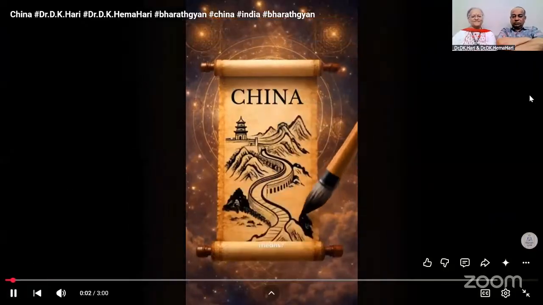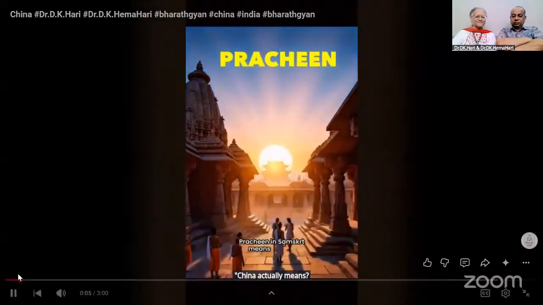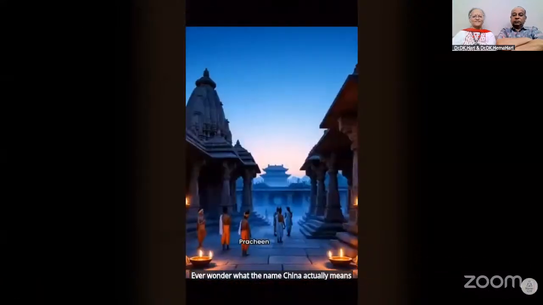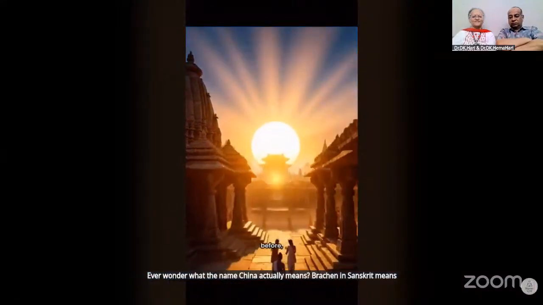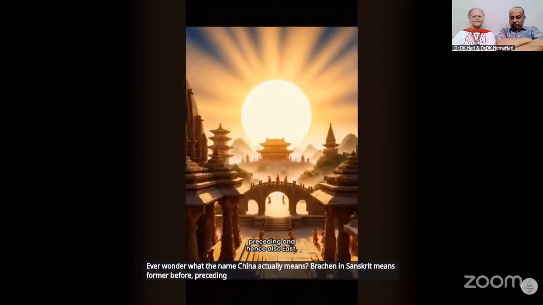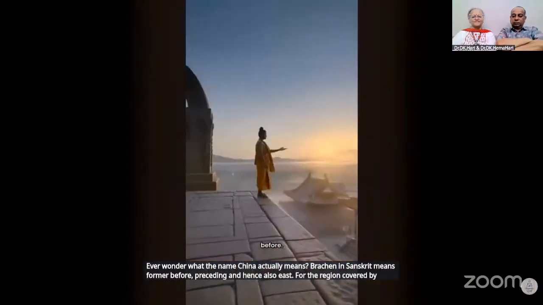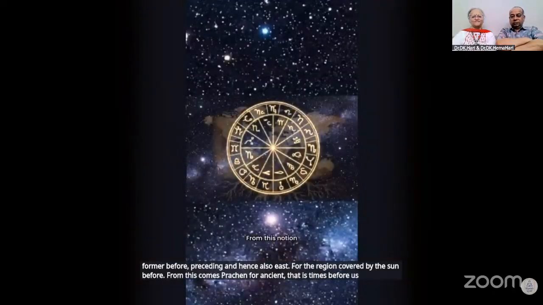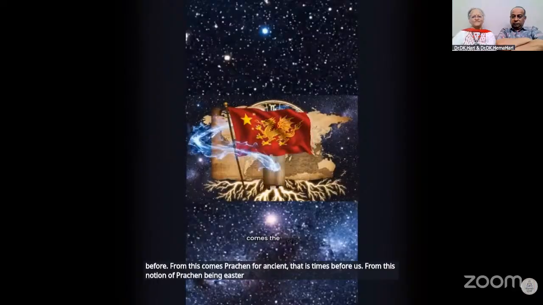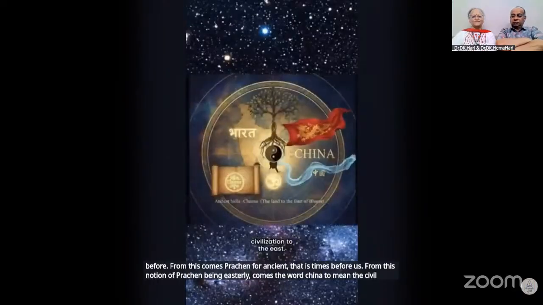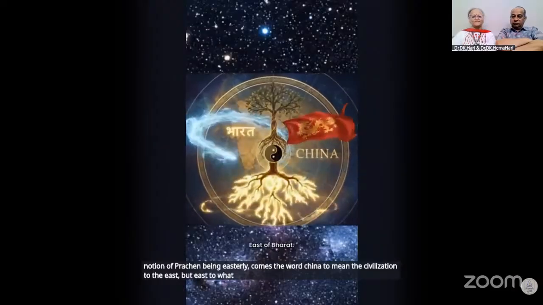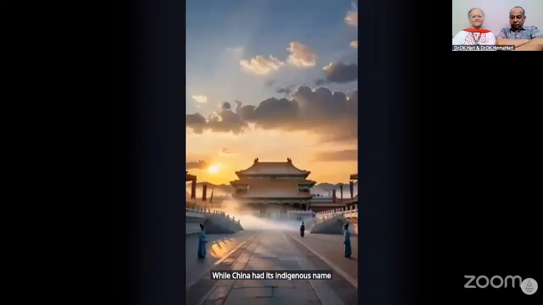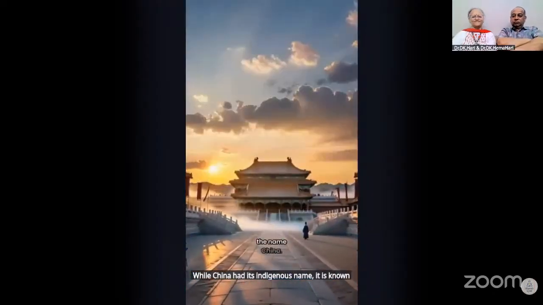Ever wonder what the name China actually means? Prachin in Sanskrit means former, before, preceding and hence also east, for the region covered by the sun before. From this comes Prachin for ancient, that is times before us. From this notion of Prachin being easterly comes the word China to mean the civilization to the east. But east to what? East of Bharat. While China had its indigenous name, 中国, it is known world over today by the name China.